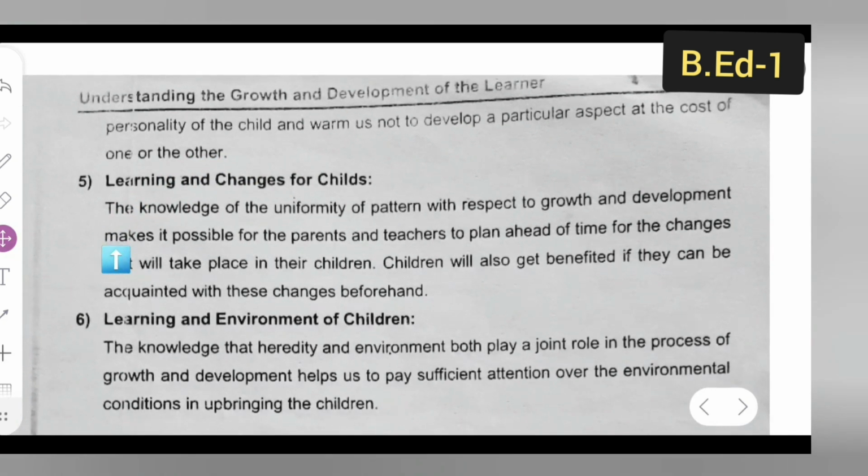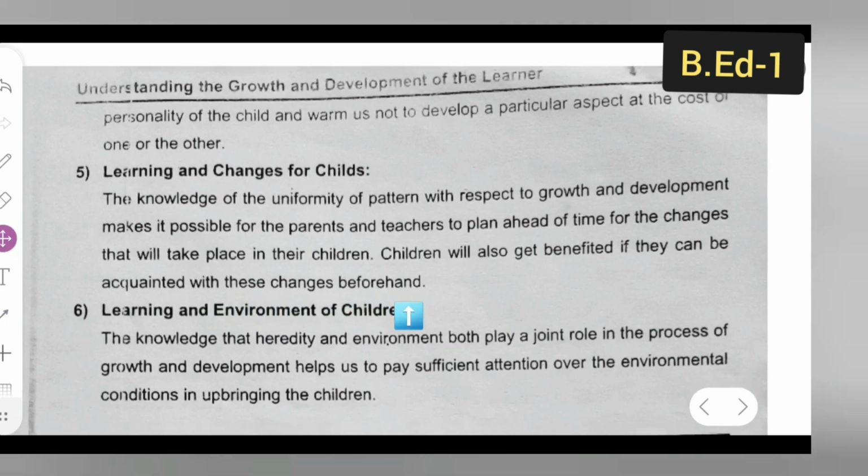Next, moving towards the one, learning and changes for the child. The knowledge of the uniformity of pattern with respect to growth and development makes it the responsibility of the parents and teachers to plan ahead of time for the changes that will take place in their children. Children will also benefit if they can be accompanied with these changes beforehand.